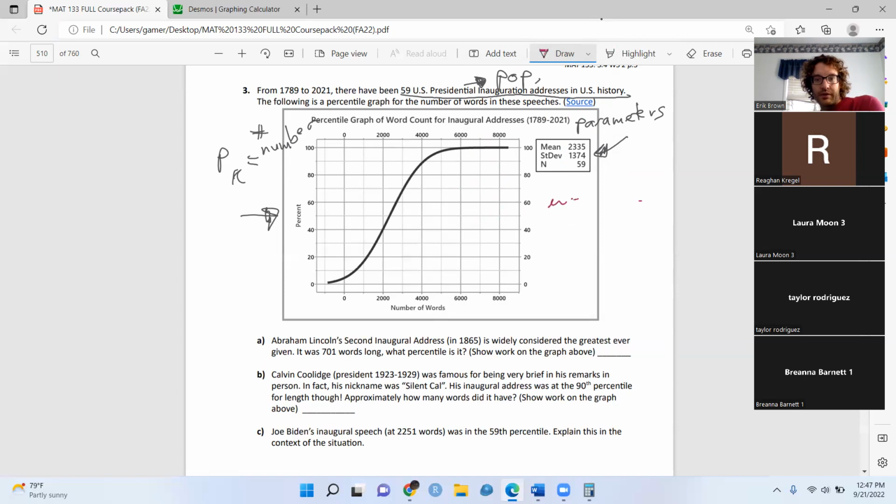For example, if I were to label them, I would do mu equals 2335. I would do sigma equals 1374, and that capital N is appropriate. Standard deviation is the second one. Yeah, good. All 3 of these are called parameters because they're calculations done from a population.